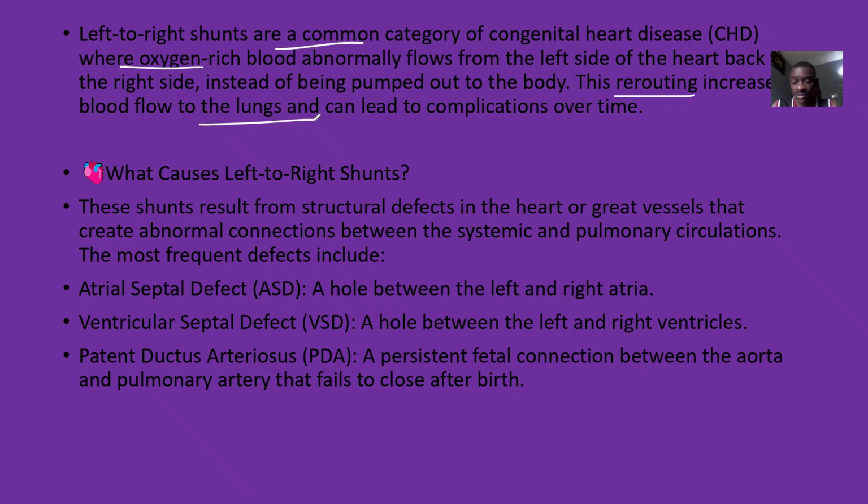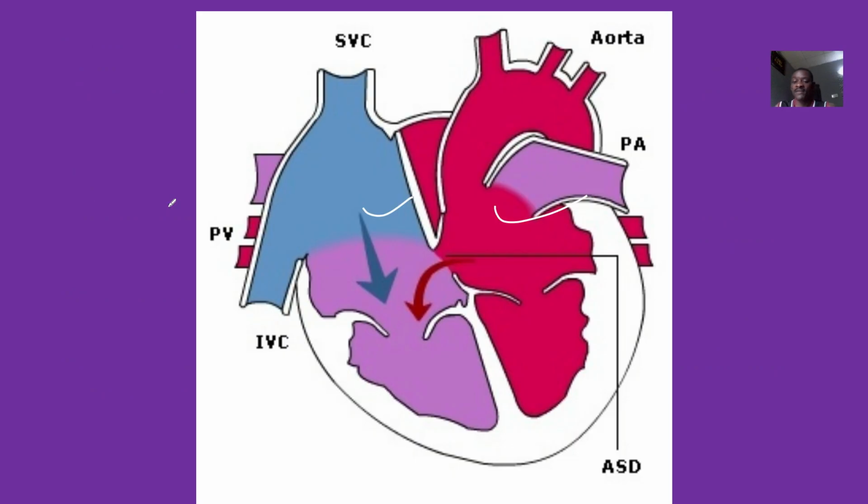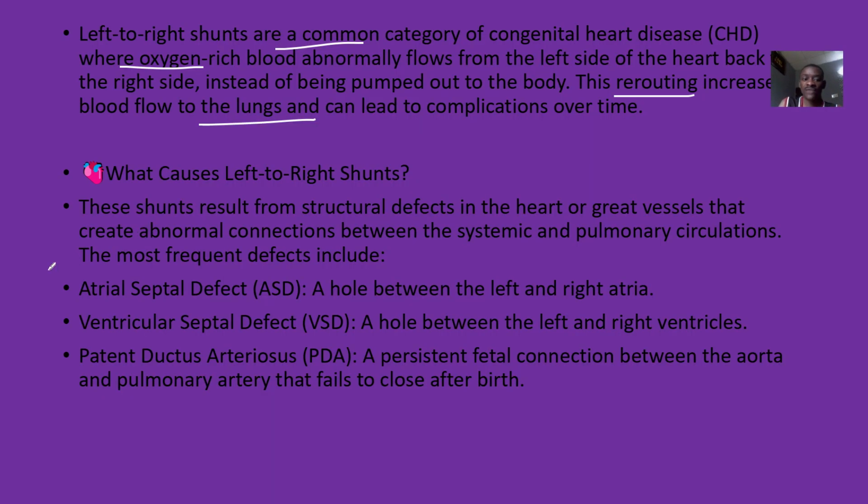So what causes it? What are examples of heart issues that could cause blood to move from the left to the right? We have atrial septal defect, we have ventricular septal defect, we have patent ductus arteriosus. These are mainly the three conditions that could make blood move from the left to the right.